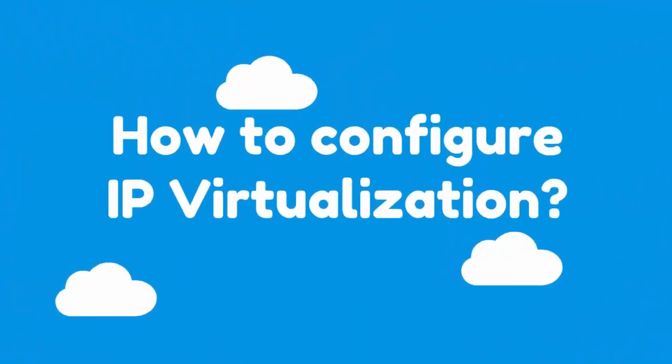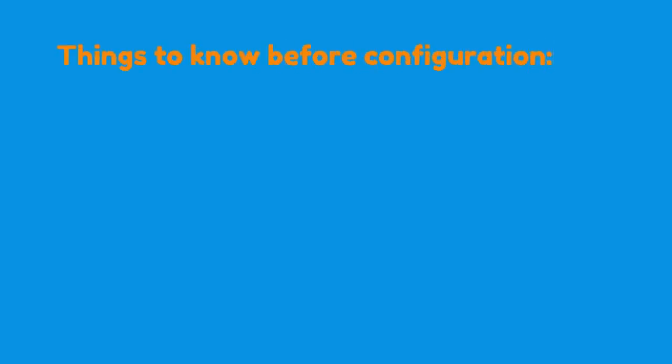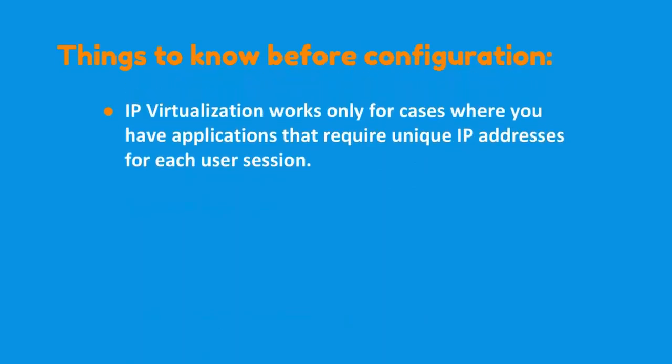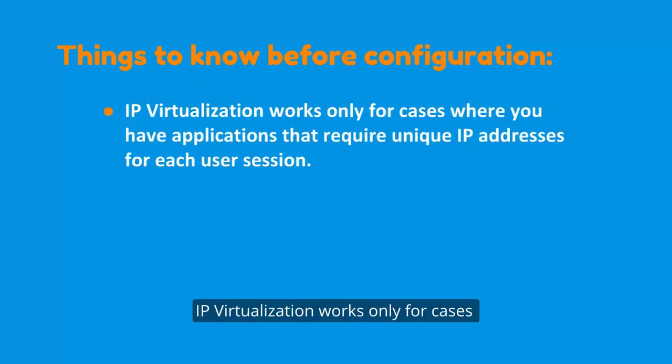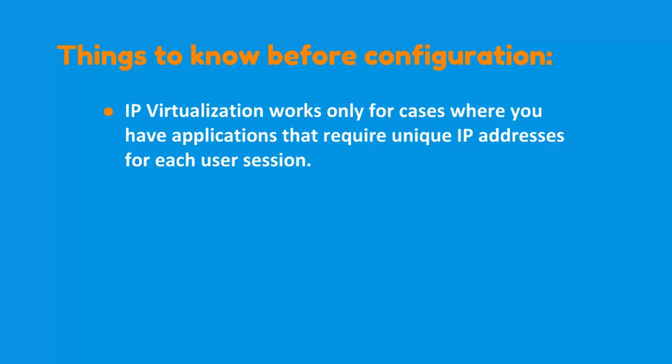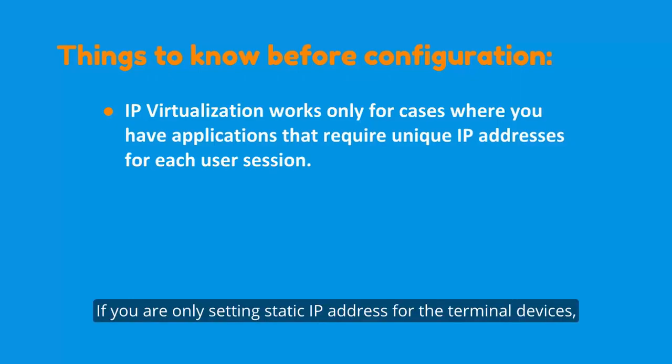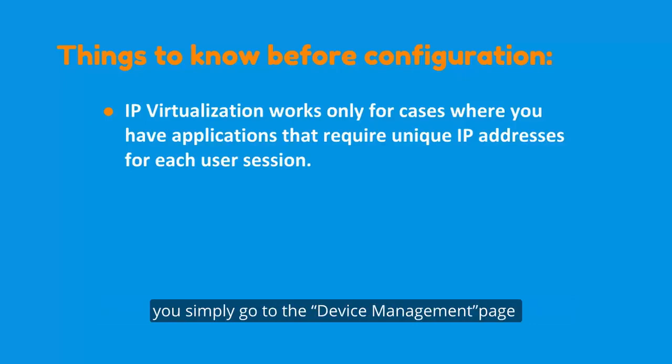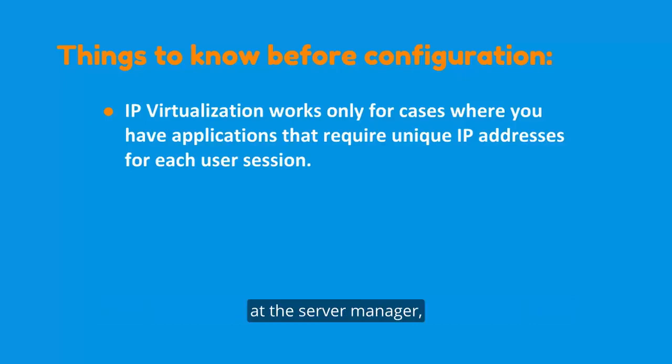How to configure IP virtualization? Things to know before configuration. IP virtualization works only for cases where you have applications that require unique IP addresses for each user session. If you are only setting static IP addresses for the terminal devices, you simply go to the device management page at the server manager and right-click the selected devices to enter the network interface.